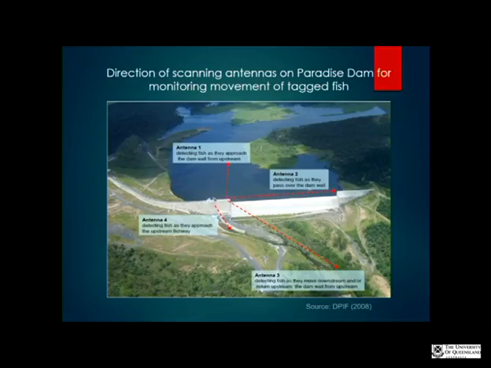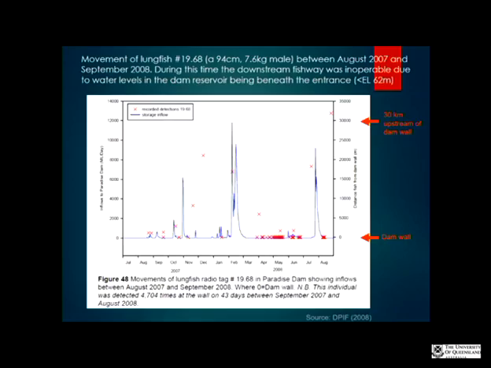Another one would detect them as they approached the upstream fishway, and then another one would detect them as they moved downstream or returned upstream from the dam wall. So there was quite a comprehensive system of monitoring the movement of the tagged fish. This was done by the government, not by the operator of the dam. And you can see what they're showing here is the movement of the lungfish between August 2007 and September 2008. During this time, the downstream fishway was inoperable due to water levels in the dam reservoir being beneath the entrance. I showed you how water's down here, entrance is up there, problem.